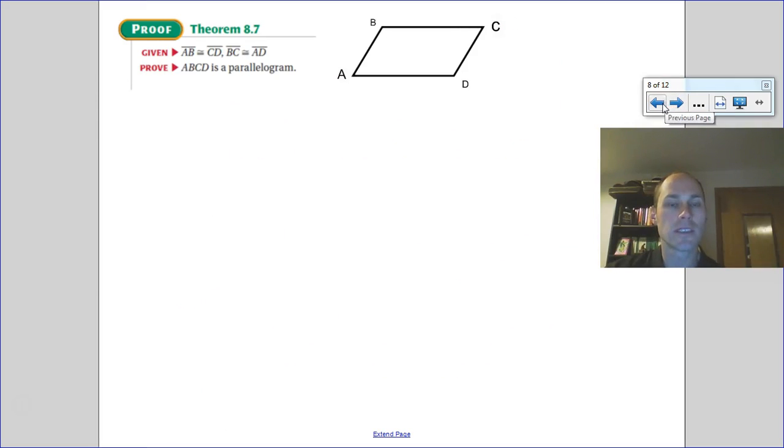So why don't you go through this and try to prove if we know that AB is congruent to CD and BC is congruent to AD, how do we know that that is a parallelogram? Pause the video and start it when you're ready to check out the proof that I write.